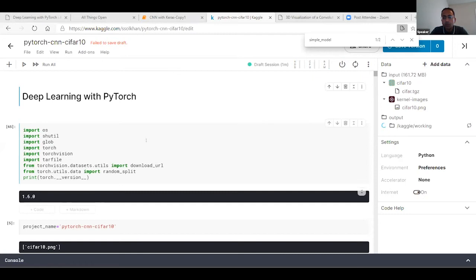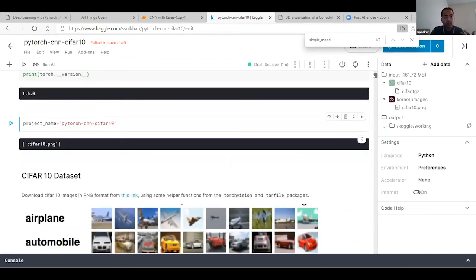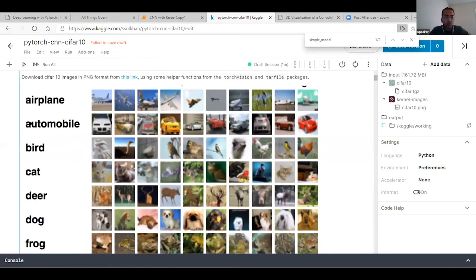For this particular example, we are going to use a data set that is already available. It's from the Canadian Institute, they have tagged millions of images of different objects, and CIFAR-10 is a small subset of that. The 10 stands for the 10 classification categories. So we are going to use those images and use a convolutional network to classify them, right? So this is the CIFAR-10 data set. You can see that they're all in PNG format.